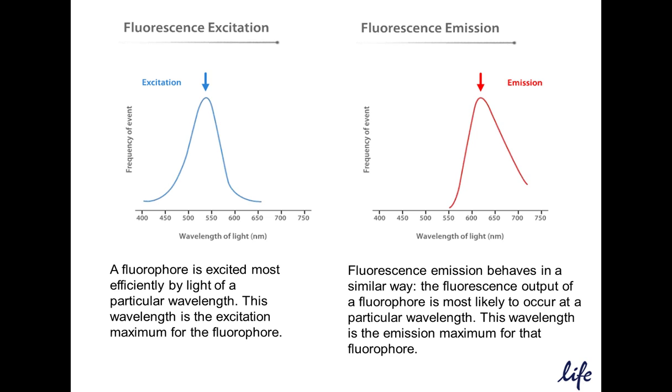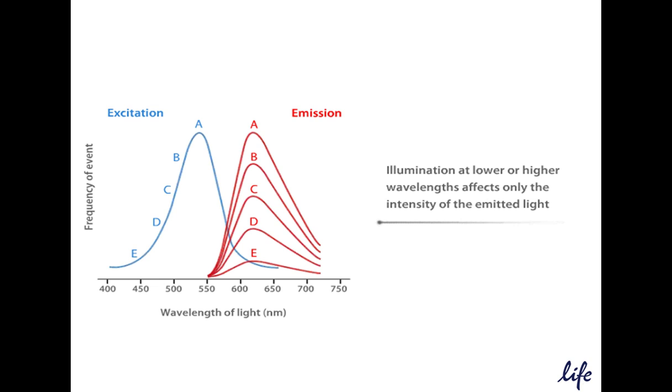So a fluorophore is excited most effectively by light of a particular wavelength, and this is called the excitation maximum for the fluorophore. And fluorescent emission behaves in a similar way. The fluorescence output of a fluorophore is most likely to occur at a particular wavelength, and this is the emission maximum for that fluorophore.